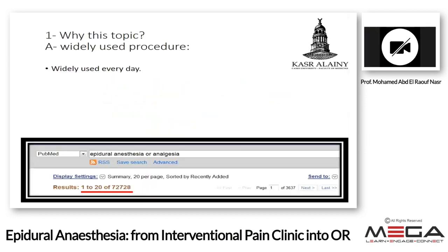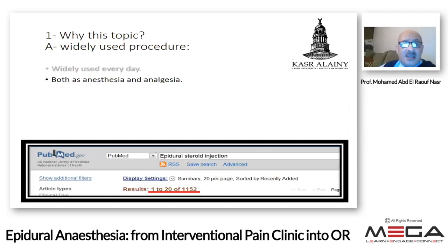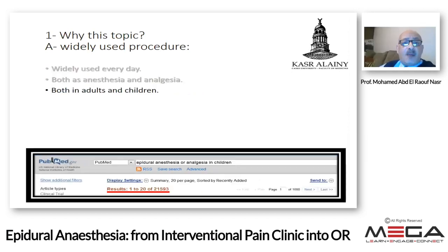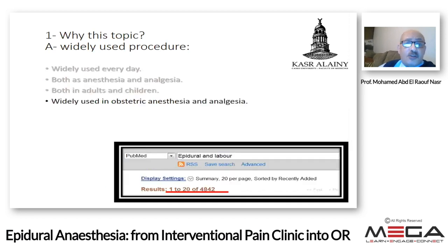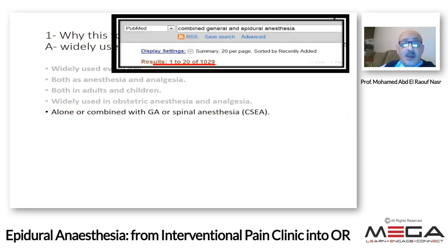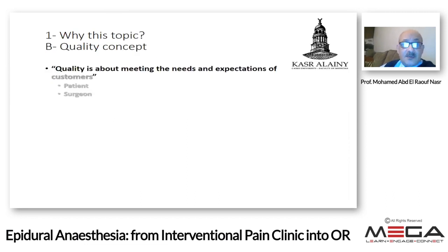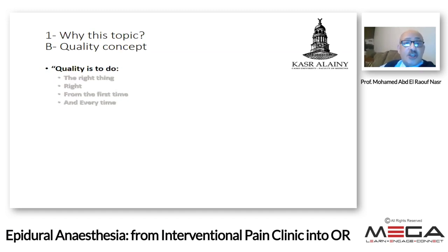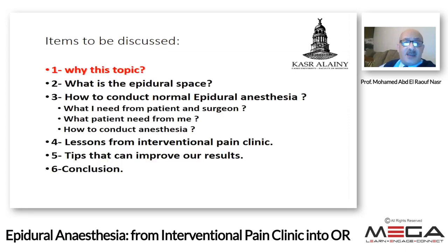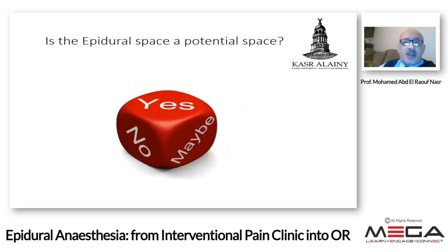Why this topic? Because it's a widely used procedure every day, both for anesthesia and analgesia, in adults and children, and in obstetric anesthesia and analgesia. We can combine it with general anesthesia or with spinal anesthesia. If we are talking about the quality concept, quality means meeting the needs and expectations of our customers, who are patients and surgeons. So we have to do the right thing, right from the first time and every time. By the end, I would like us to improve the quality of our epidural anesthesia.